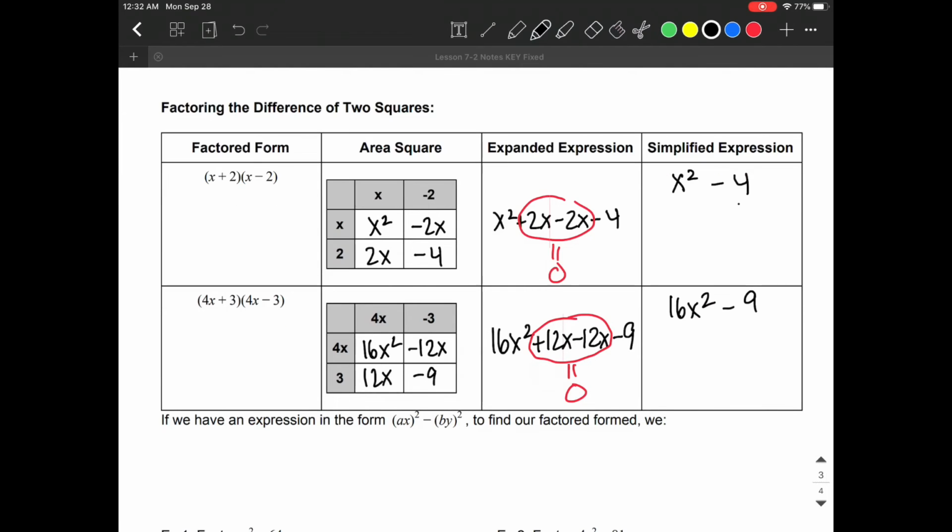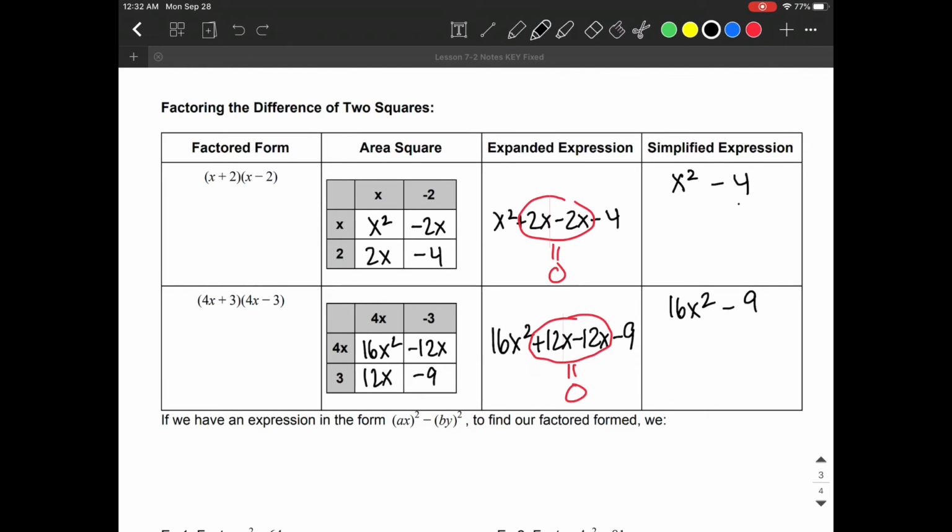9. I want to look to see if there's a way that I can go from simplified expression back to factored form, because I want to make my life as easy as possible. So I really want there to be a way for me to go from simplified expression to factored form. So I'm going to see if I can find a pattern here.